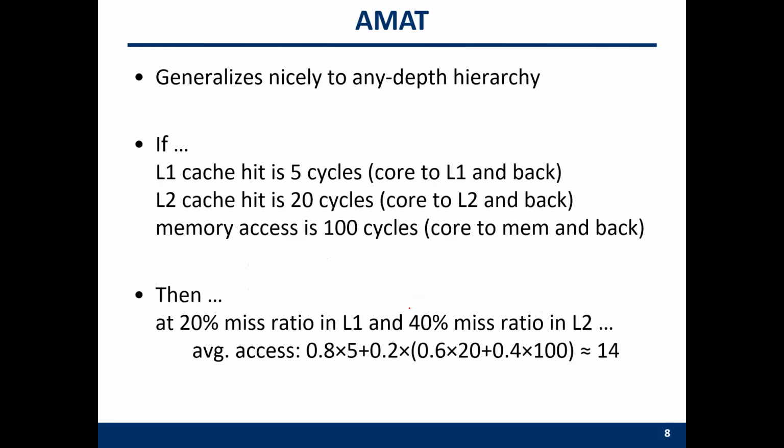In order to improve the hit rate, we can integrate more levels of cache, because we have a hierarchy in the storage or in the memory. We can add an L2 cache. So in this example, the L2 cache costs 20 cycles, and L1 costs 5 cycles, and the memory still costs 100 cycles. If we have a 20% miss rate in L1 and 40% miss rate in L2, this is how we can compute the average memory access latency.